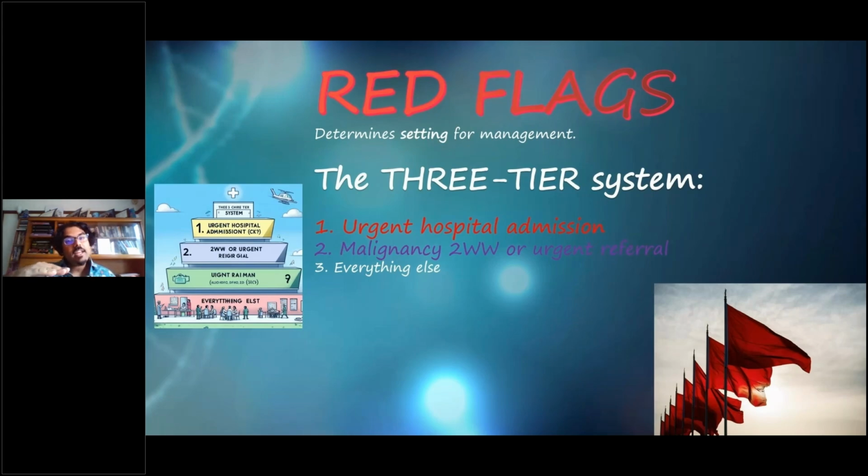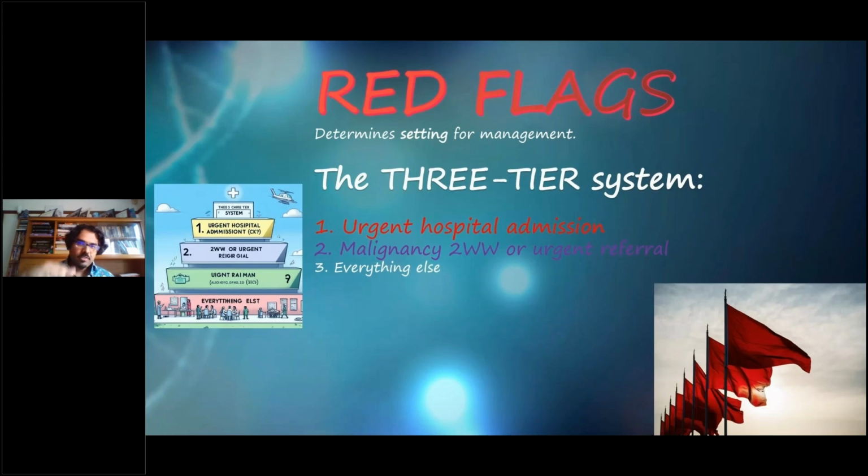Okay. So if they don't need hospital admission, we go on to the next tier. Do they fulfill any criteria for malignancy or an urgent referral? So within the next 2 weeks or within the next couple of days to be seen in a patient setting potentially, but not for the same day admission. So that would be your second tier. And if it fulfills that criteria, of course, go along those lines and do that.